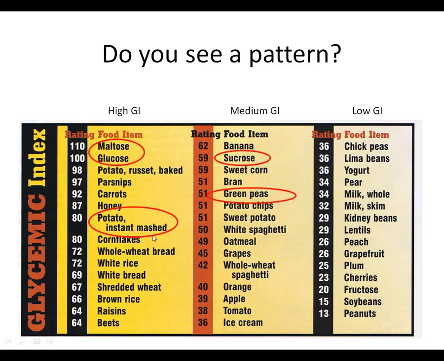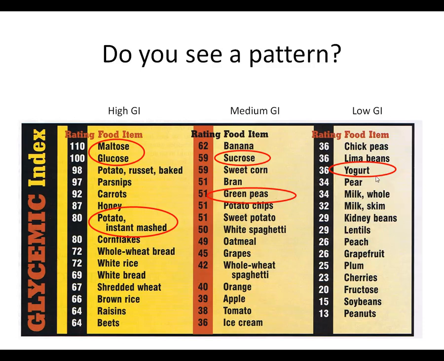Let's look too at potatoes. Now remember that potatoes have complex carbs. They have starch in them. And yet they have a high glycemic index. Peas, on the other hand, are also plants and they have complex carbs, but they have a lower glycemic index. So the generalization here is that both of these have complex carbs, but the glycemic index is higher for potatoes than green peas.